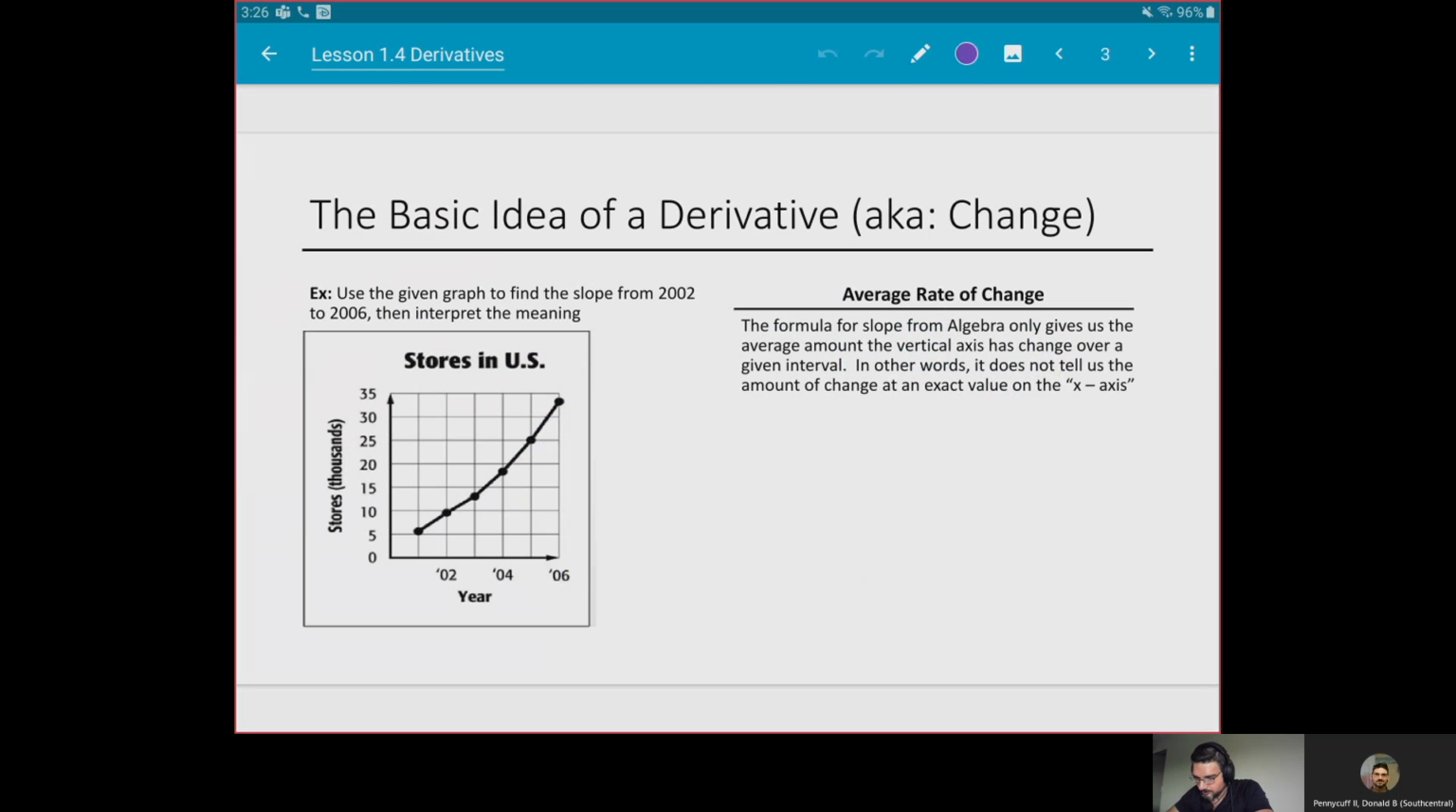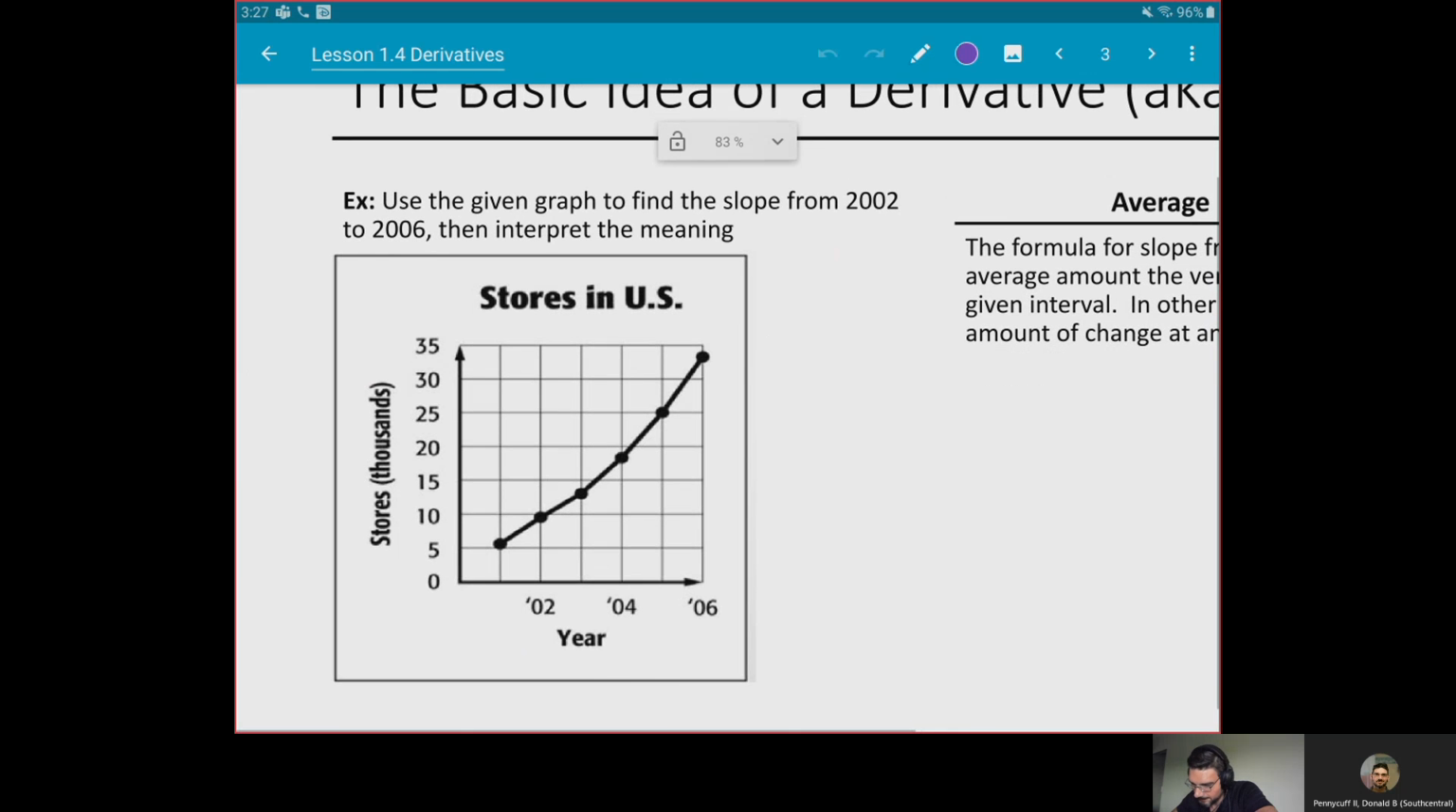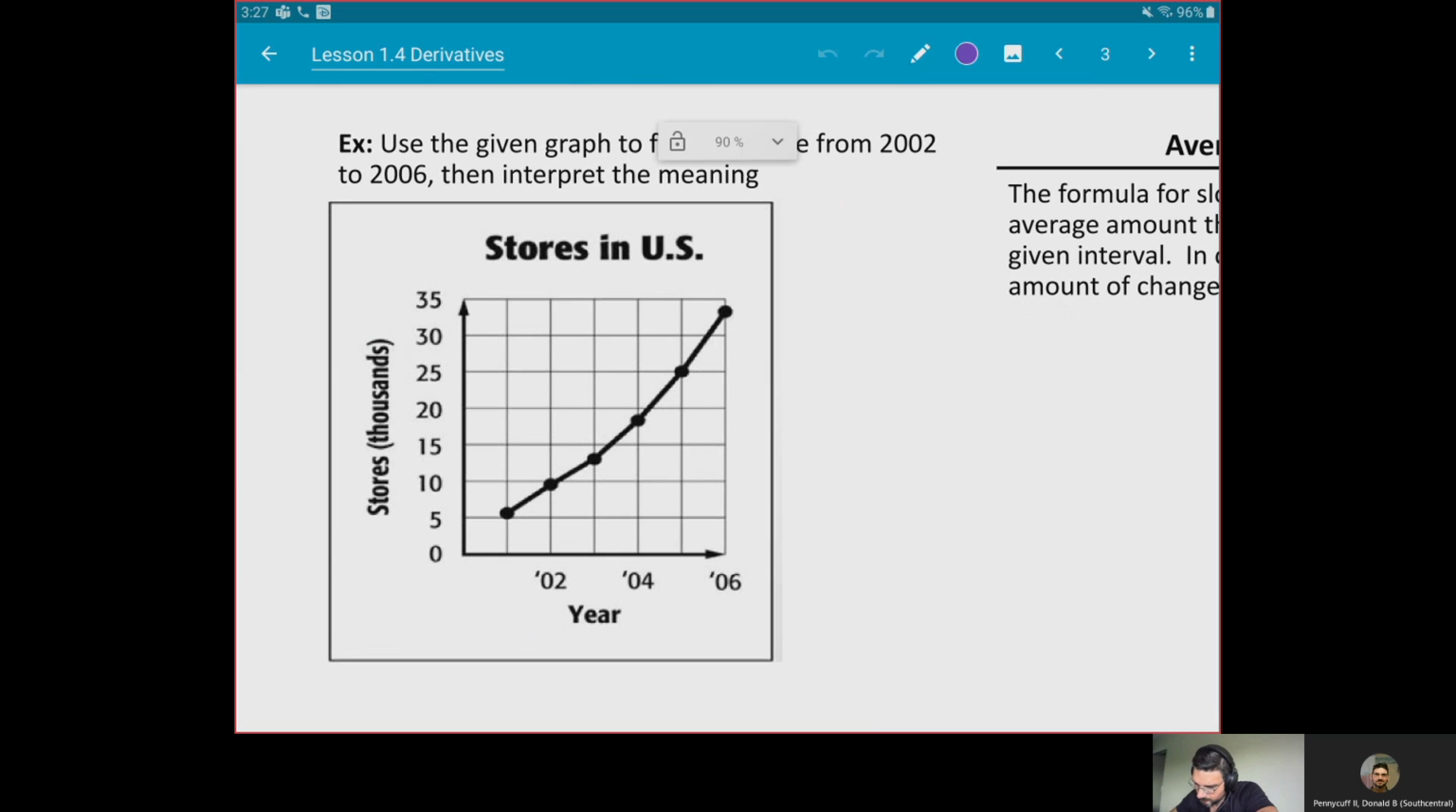All right. So let's look at this in a real world situation. And it doesn't have to be the average velocity like you might see in a physics class. It could be anything, the average. So right here, we have the number of stores in the United States for a given year, and I just stole this from Google, so I do not know how accurate this is.